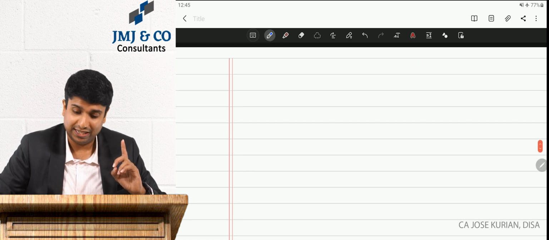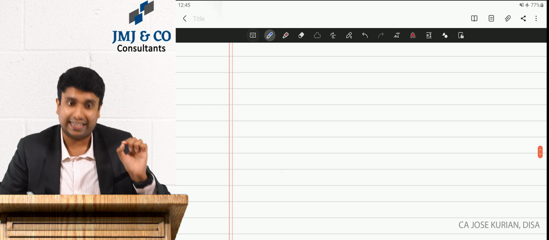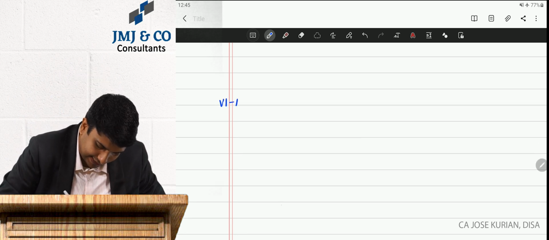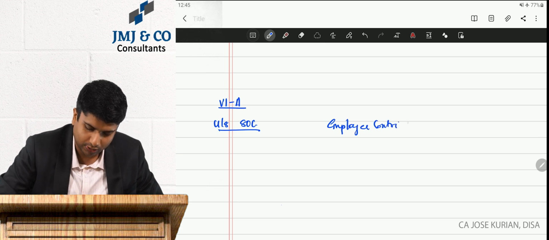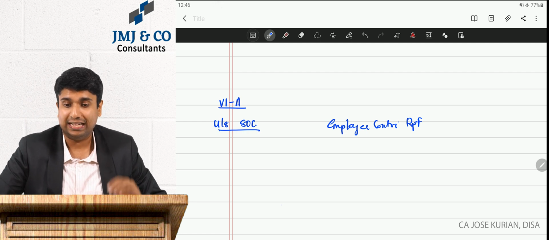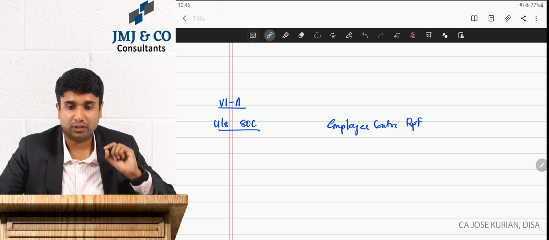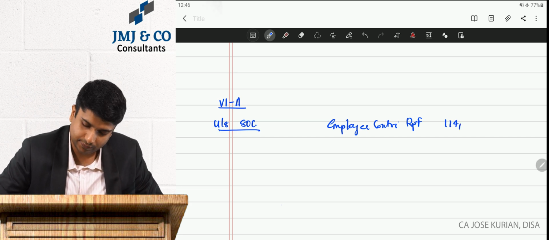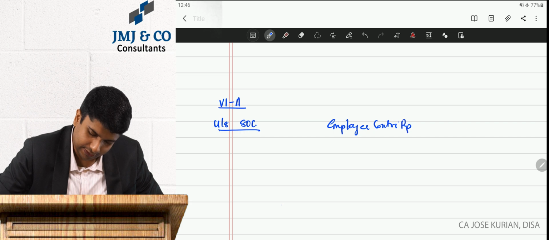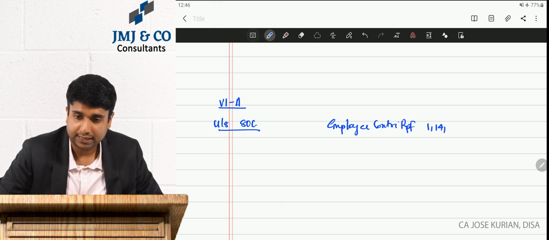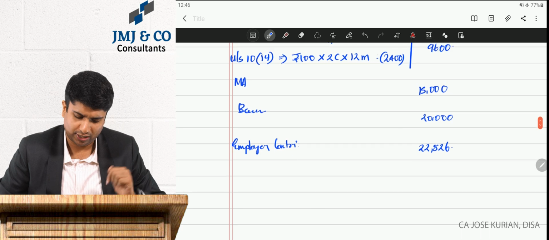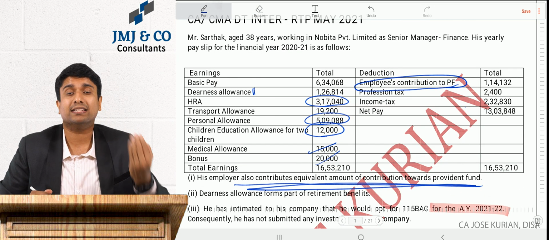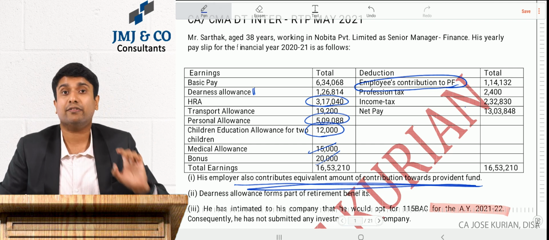And what is the benefit of employee contribution? Employee contribution can be considered as a deduction under 80C. So chapter 6A deduction under section 80C, employee contribution to a recognized provident fund would be an eligible deduction. And what is that amount? I'll write it here, RPF, and that amount would be 1,14,132 under 80C. That is employee contribution. Employer contribution, definitely a taxable income, and employee contribution is eligible to claim as a deduction under 80C, because here we are computing the total income.